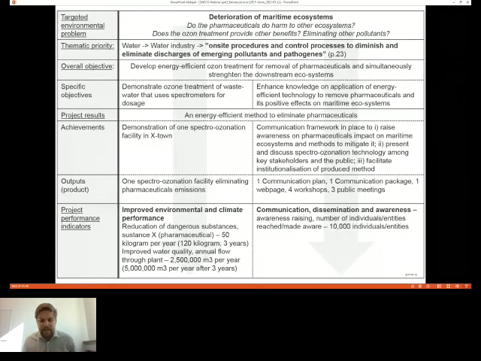These are used when you're reporting your project. Your case officer in Brussels will ask you, so where are your outputs, where are your products? And then you will deliver here, first of all, one spectro-ozonation facility eliminating pharmaceuticals emissions. This could also be some sort of commissioning document or installation document. We'll go more into detail.